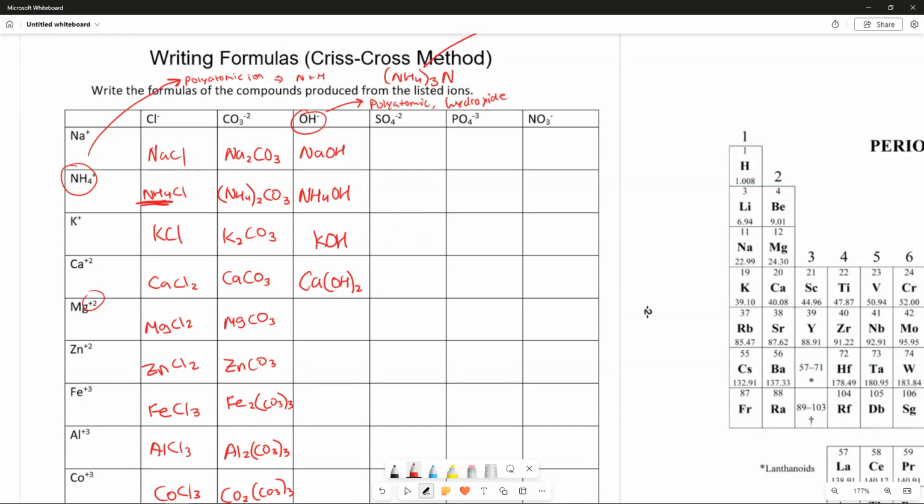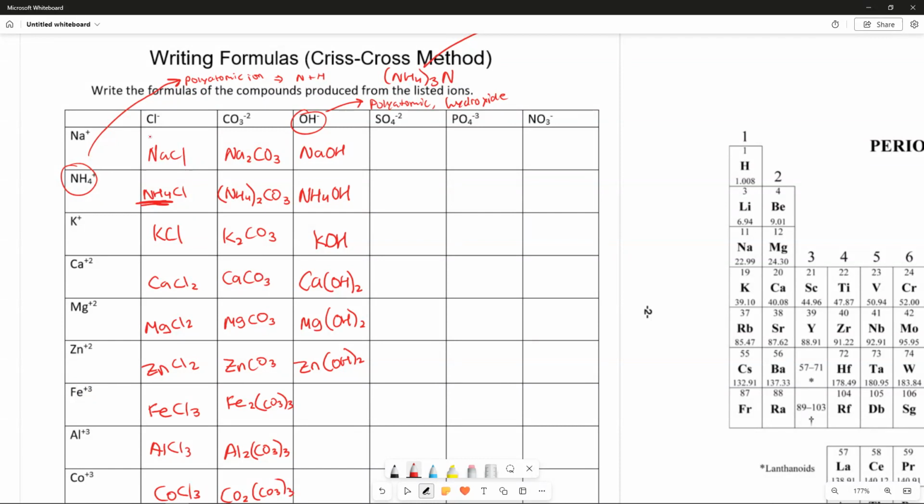Alright, Mg2 plus, same deal as calcium. For every 1 magnesium, we need 2 hydroxides. Each hydroxide has a 1 minus charge, and 2 of them make a 2 minus charge, which cancels out the 2 plus on magnesium. Zinc 2 plus, we have Zn, same issue with magnesium. We need 2 of the hydroxides, so Zn(OH)2.